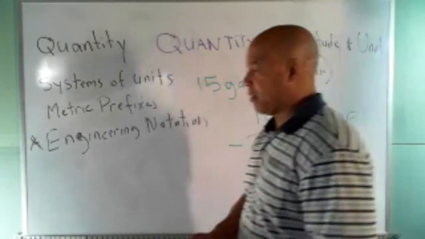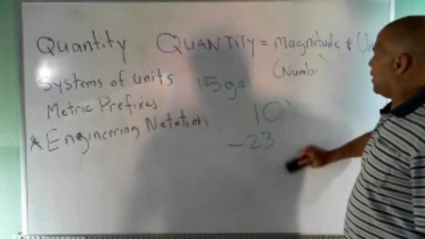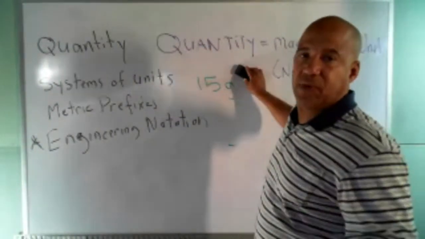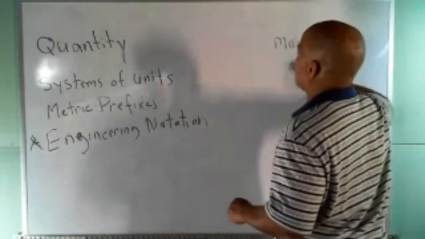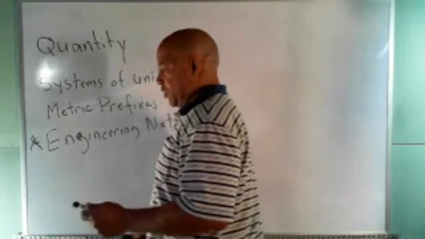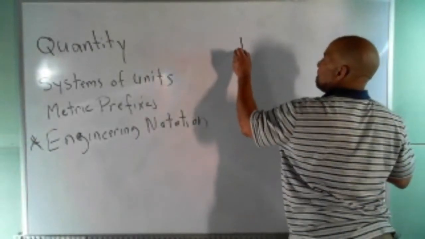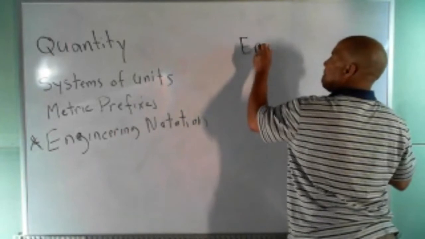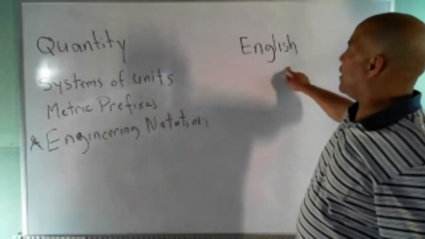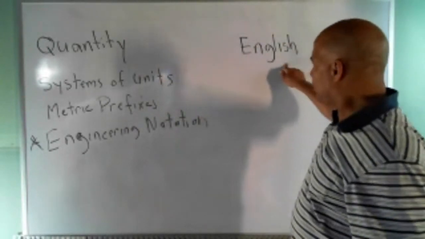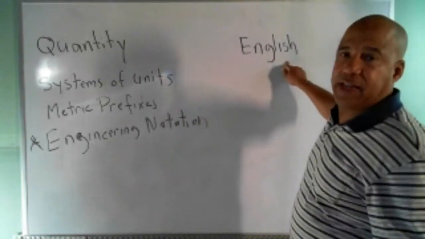Systems of units. Let's talk about systems of units. So that turns out to be important for us. There are actually many different systems of units, but there's two main systems of units that we use as scientists and engineers. So I'm going to talk about those two. Two systems of units. One is called the English system. Now this one has many names. It's called the English system. It's called the British system. It's called the U.S. customary system of units. I just call it the English system.